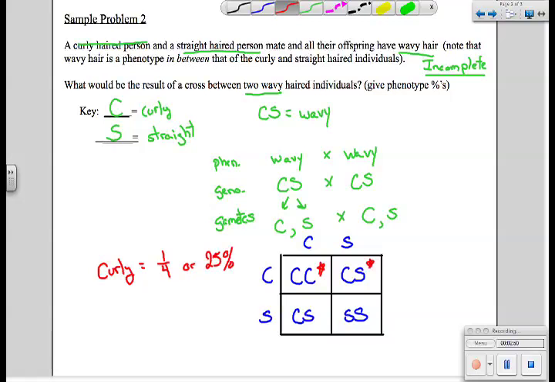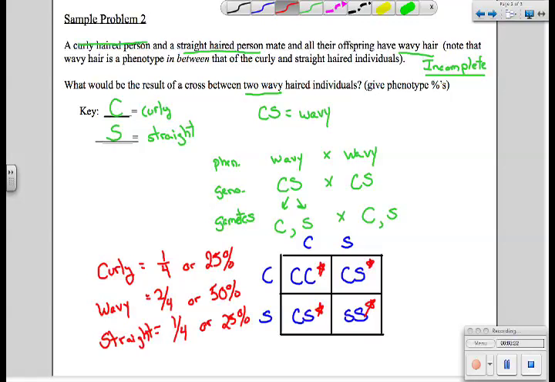Here, CS is a wavy hair, and I have another CS. So I have 2/4 wavy haired, or 50%, displaying the wavy phenotype. Last but not least, I have SS. SS means straight hair. And I have 1/4, 1 out of 4 boxes with straight hair, or 25%.